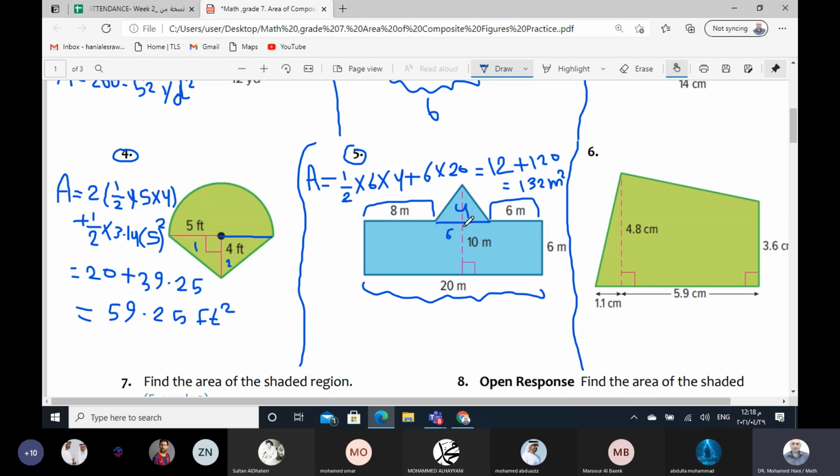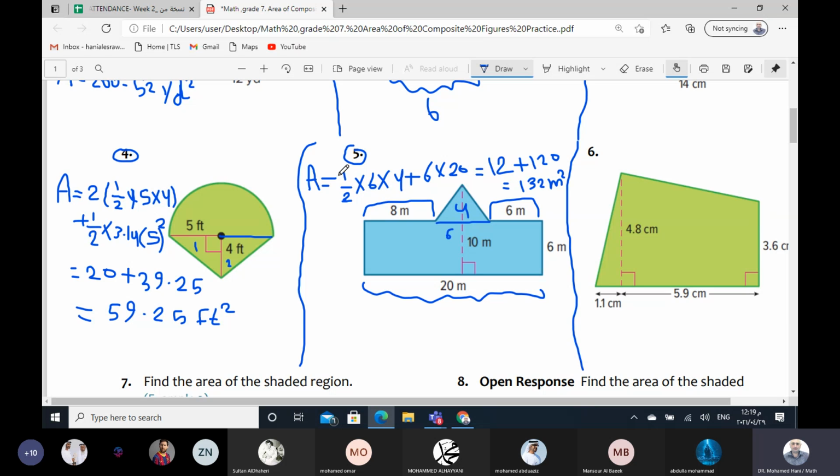Right. How to know the height? We know the whole red line here will be 10. And we know the part from this point to this point equal this side 6. So the first part here 6. How to know the missing part here? 10 minus 6 will be 4. So the height of the triangle will be 4.